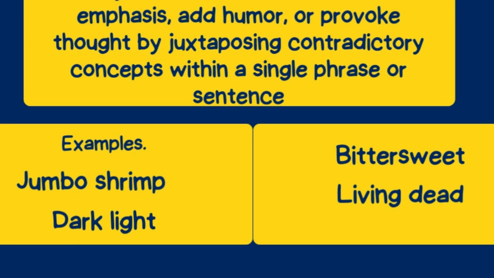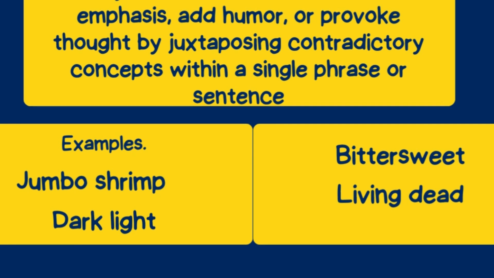One is jumbo shrimp. Think about that. The word jumbo means very large and shrimp means very small. So when you say that this matter is a jumbo shrimp, you could suggest that the matter seems very serious, but in actual fact, it really is not. So you don't forget, we said oxymorons are used to create emphasis, to add humor, or to provoke thought. Another one is dark light.